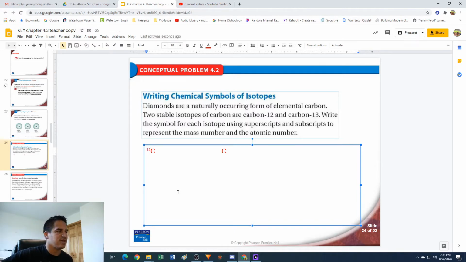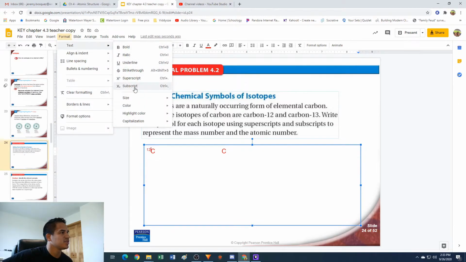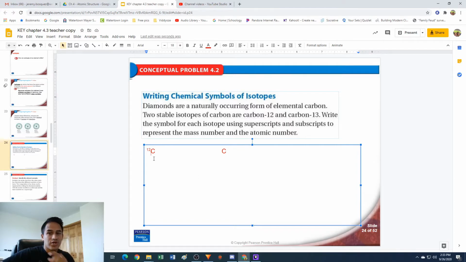It's like exponents in math. And then we can also go Format, Text, Subscript, and that will put numbers underneath. So in this case, our number down below would be a 6 because the atomic number for carbon is 6. If we find it on the periodic table, its atomic number is 6. So it's going to look something like this. And let's make this a little bit bigger so that we can see this better. So this is what they're asking us to do. They want us to write our symbol or our notation like this. So carbon-12 would look like this.